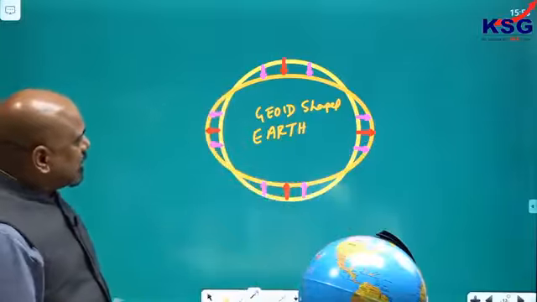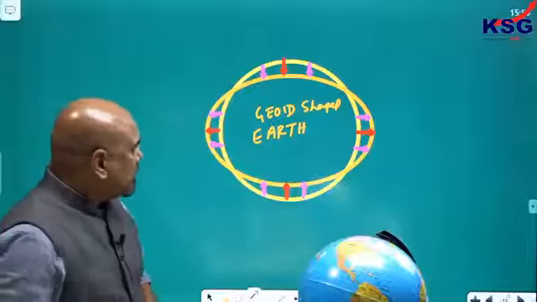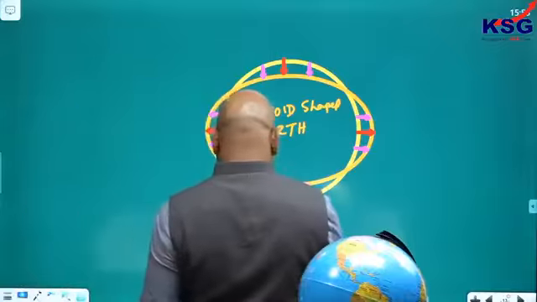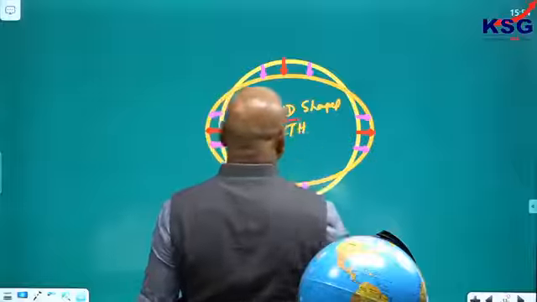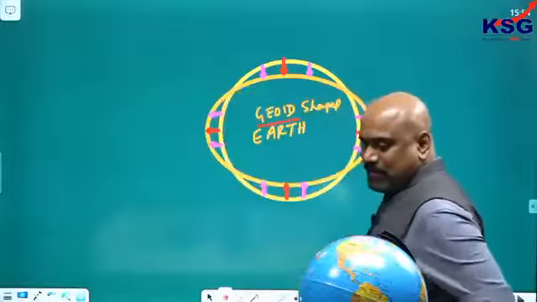See, it happens like this from here. So this is the geoid shape of the earth. Earth is geoid shaped because of this particular process. I said this in the last class also.